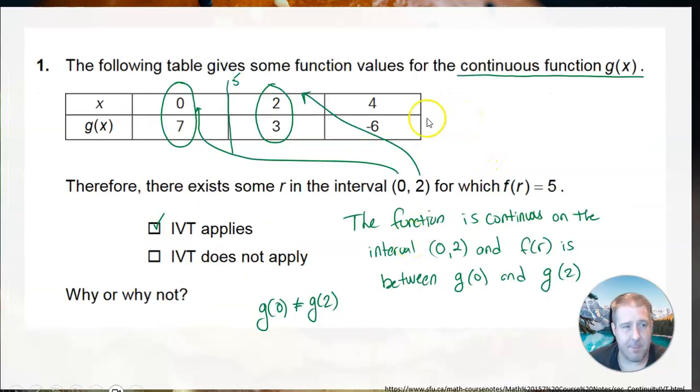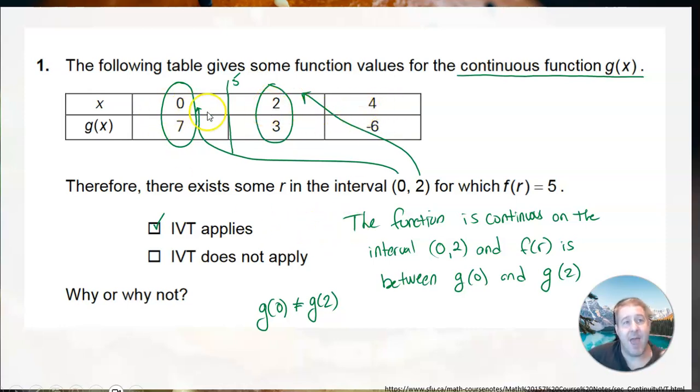So let's look at some examples, because this is what you're going to see on the AP exam. On the AP exam, if they give you a table, they're going to have to give you some information up here. And this is very important. You cannot look this over because it says that the function is continuous. Had this not been stated in the question, IVT could not have been applied, because one of the rules to IVT is that it must be a continuous function, and a table of values does not tell you anything about what's in between 0 and 2 or what's in between 2 and 4.